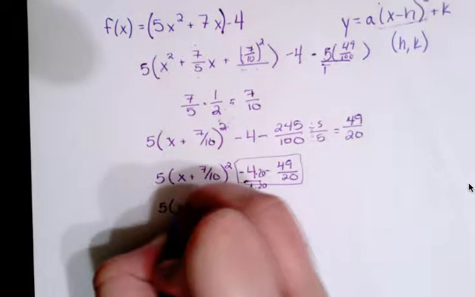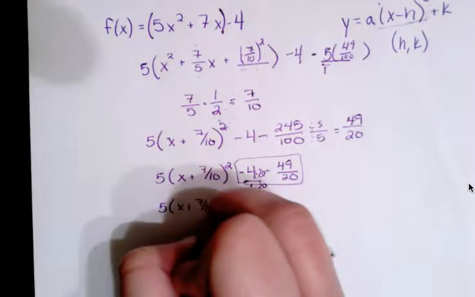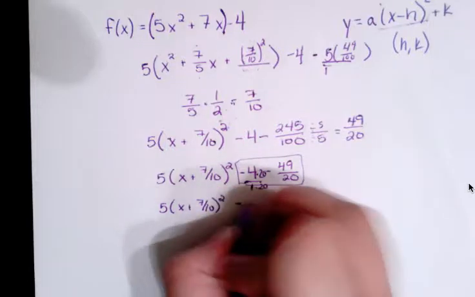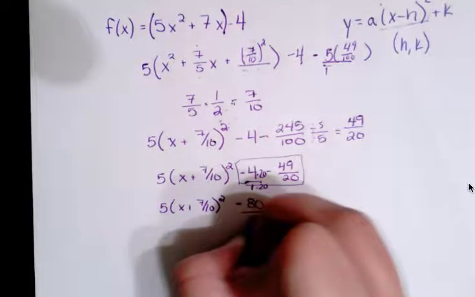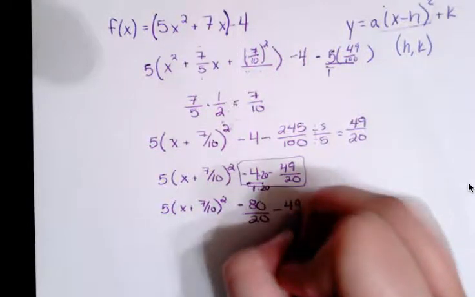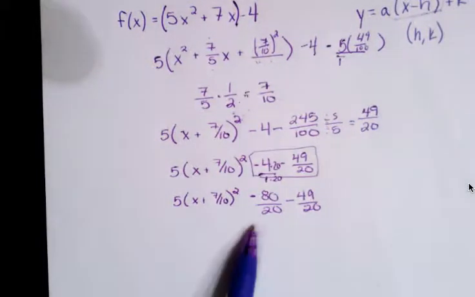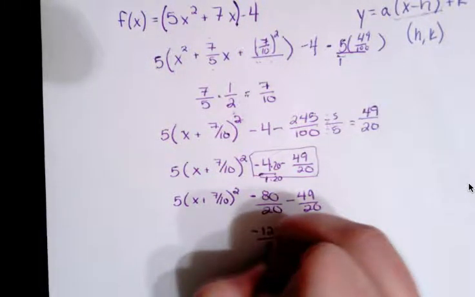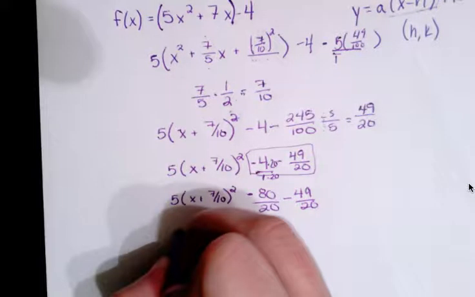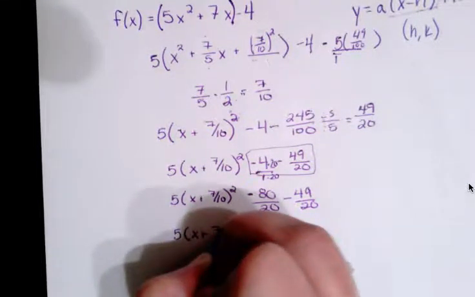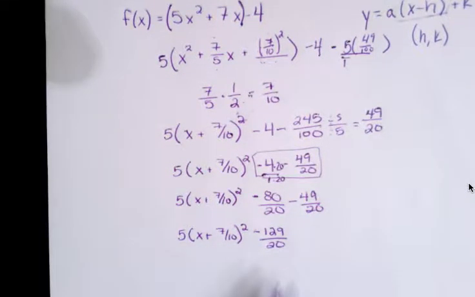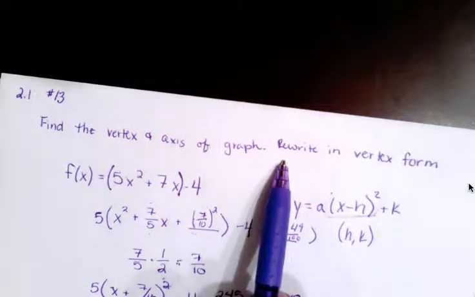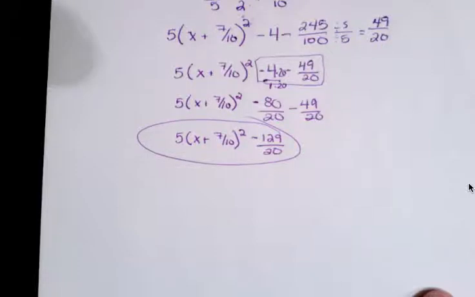So 5 times x plus 7/10 squared. Negative 4 times 20 is negative 80 over 20 minus 49 over 20. So then to simplify completely, negative 80 minus 49 is negative 129 over 20, and nothing goes into both of them, so that's simplified. And then the rest of it. So this is my equation in vertex form. So that was the last one, rewrite in vertex form. So rewritten in vertex form, you just have to complete the square.